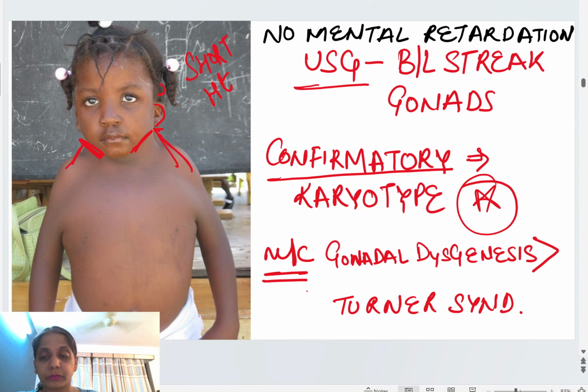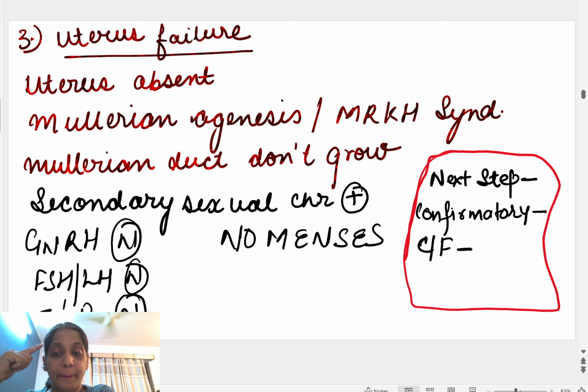We saw that the hypothalamus failed. We saw that ovaries failed. What will happen if the uterus fails, or if the uterus is absent? Then the syndrome is MRKH, Mayer-Rokitansky-Küster-Hauser syndrome. In this syndrome, the Mullerian duct was forming which structures?